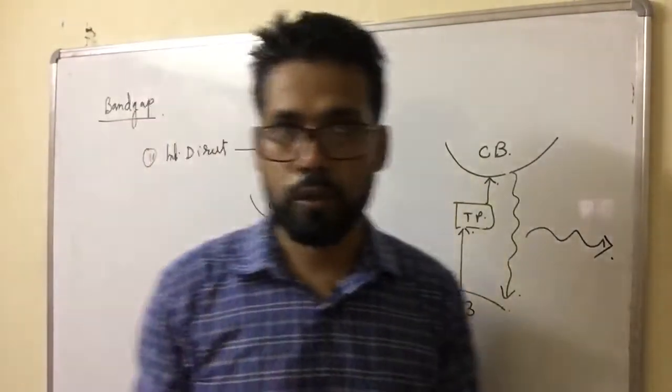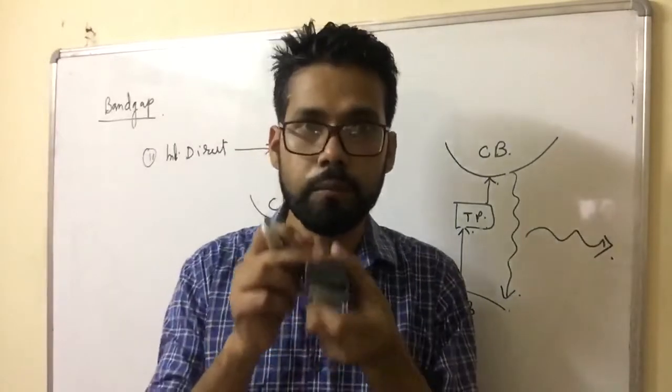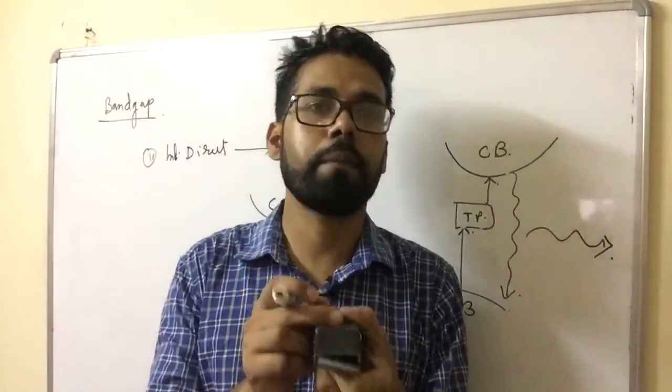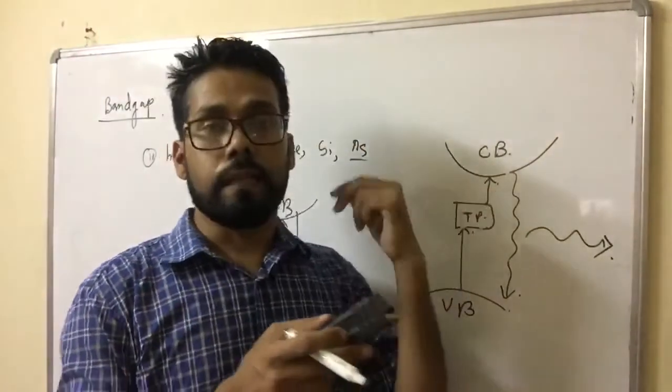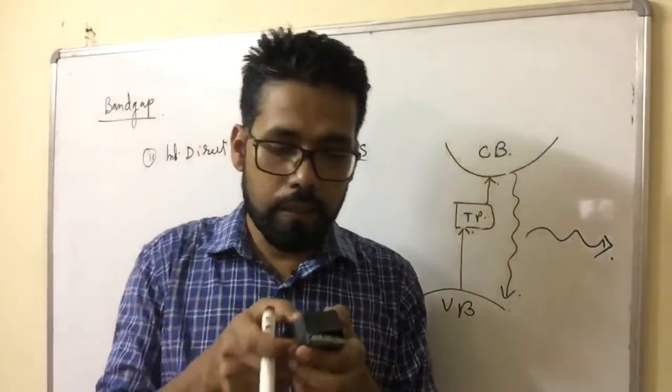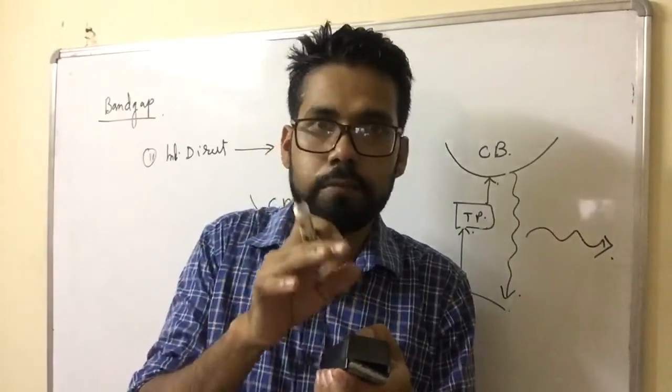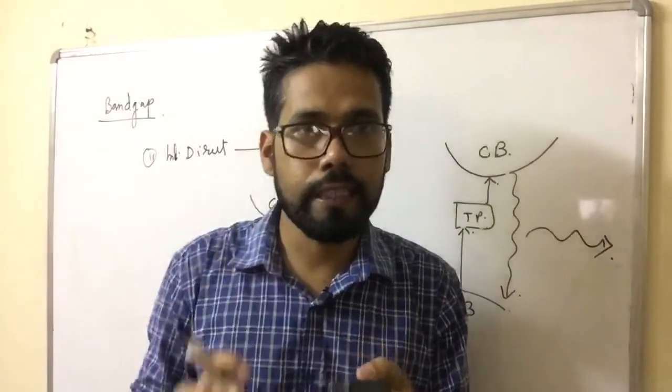Suppose you are sitting in front of a TV. Suppose you have a remote. Suppose the remote is made by an indirect band gap semiconductor. Then what happens if we push the 5 button? After a few minutes, the channel will change.